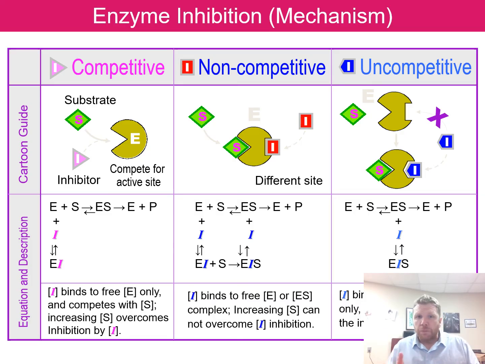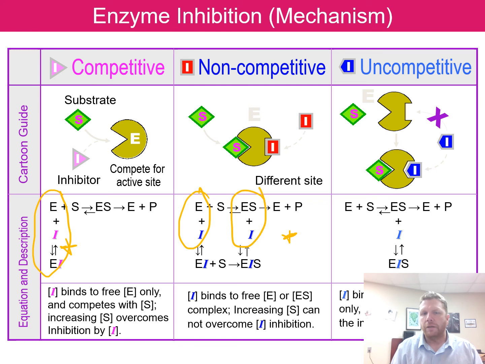Now, here's a display of basically what I just talked about. We have our competitive inhibitor right here. We have our non-competitive inhibitor right here, and we have our uncompetitive right here. So a competitive inhibitor only binds to the free enzyme. A non-competitive inhibitor could bind to the free enzyme, or it can bind to the ES complex, forming the EI and/or the EIS complex. An uncompetitive inhibitor is only going to form this middle complex, this ESI complex.